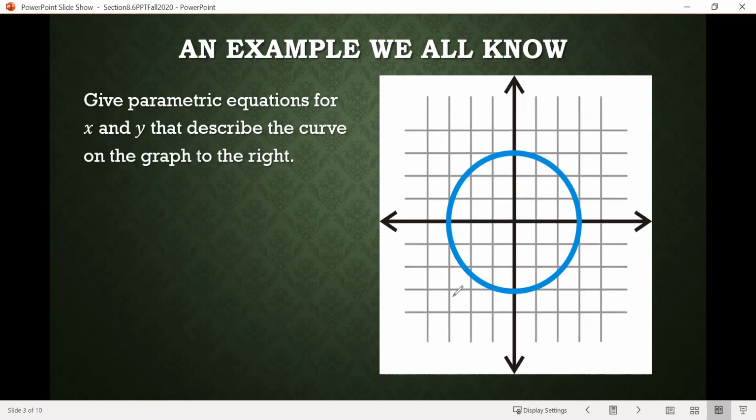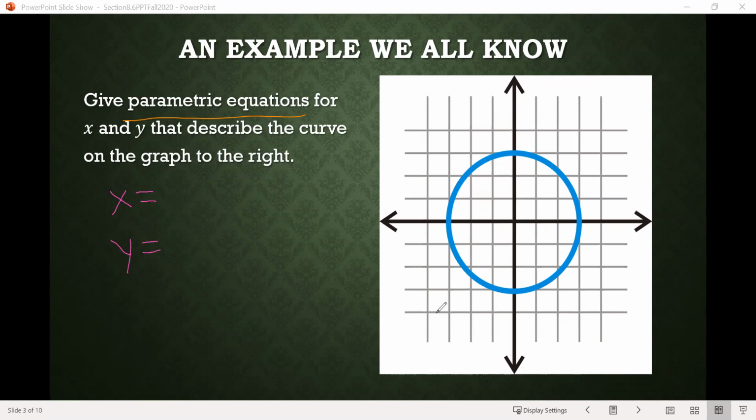So over here on the right, I have a graph of a circle. And we're asked to give parametric equations for x and y that describe the curve on the graph to the right, which basically means we need to write some formula so that we have x equals something and y equals something in a way that will give us points along the outside of this circle.